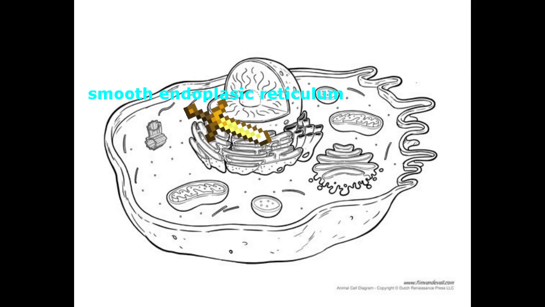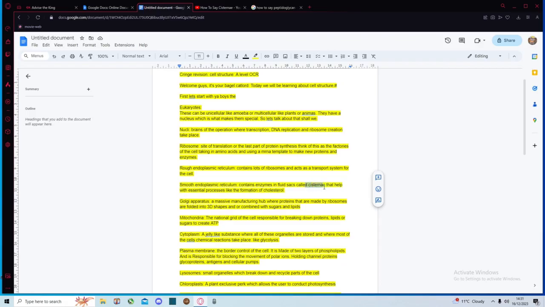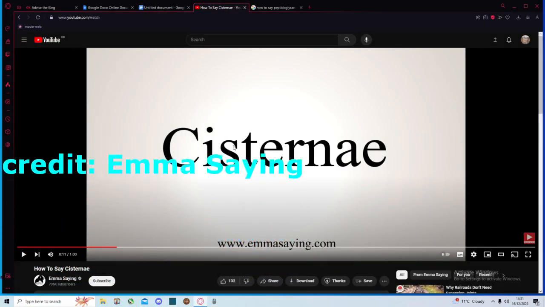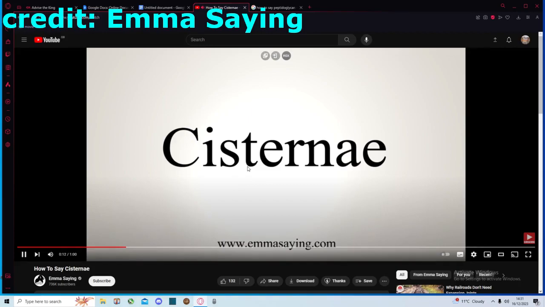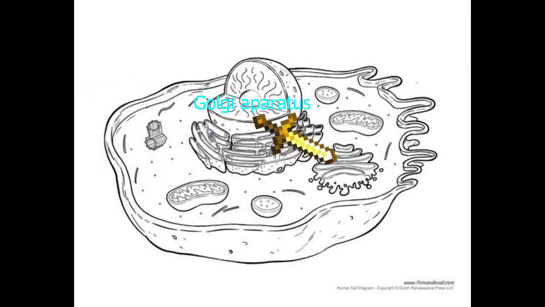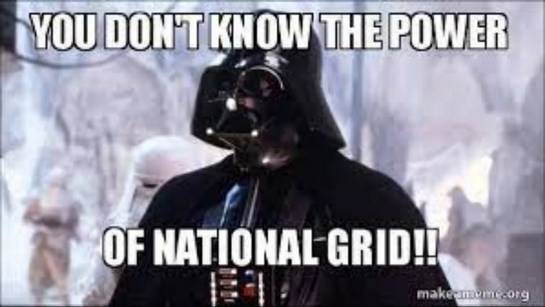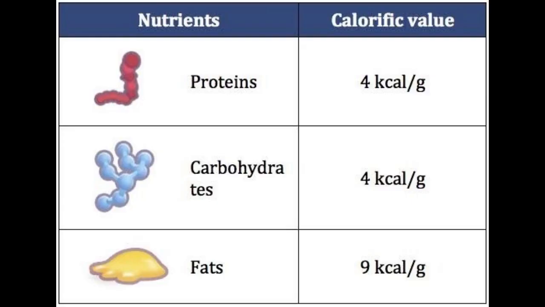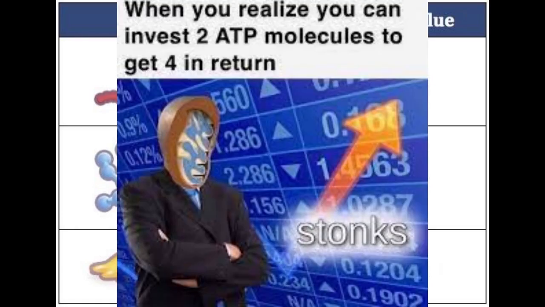Smooth endoplasmic reticulum contains enzymes in fluid sacs called the cisternae that help with essential processes like the formation of cholesterol. The Golgi apparatus, a massive manufacturing hub where proteins that are made by ribosomes are folded into 3D shapes or combined with sugars and lipids. Mitochondria, the national grid of the cell, responsible for breaking down proteins, lipids or sugars to create ATP.